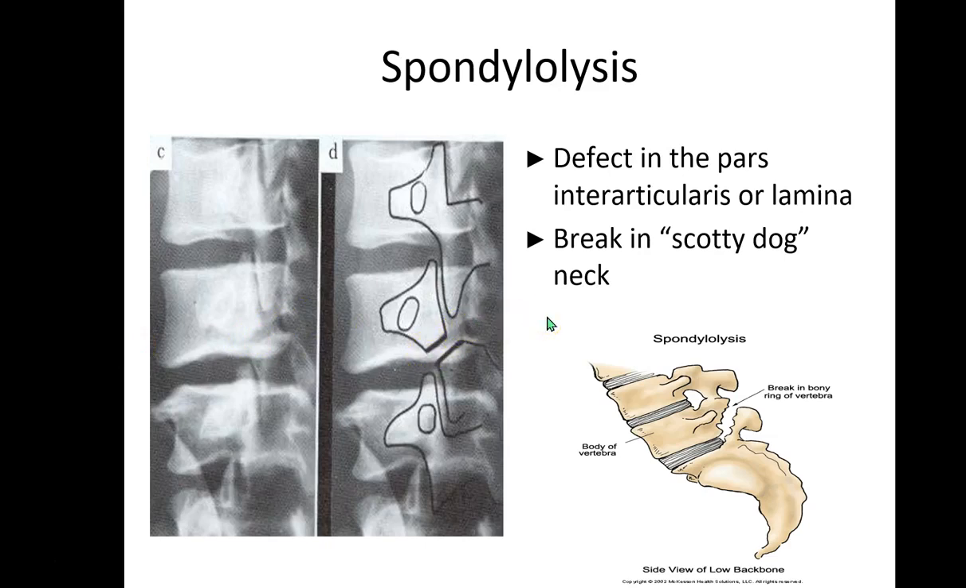The difference between spondylolysis and spondylolisthesis is that in spondylolisthesis, you have a forward movement of the vertebral body. In spondylolysis, you do not have that forward movement of the vertebral body, but it is a pars interarticularis defect. So that's all I really want you to differentiate is in one, you have forward movement of the vertebral body, in the other, you do not.